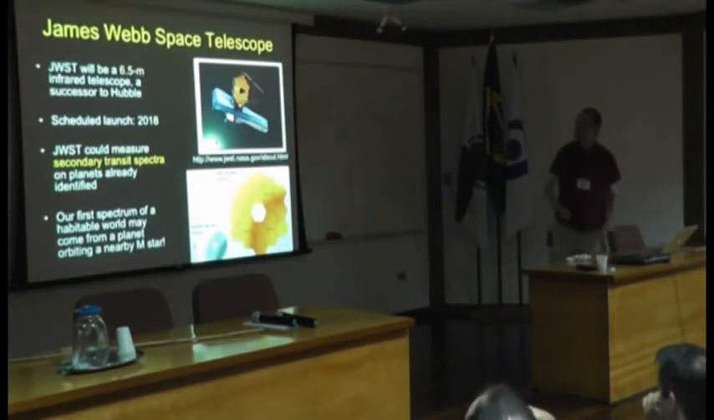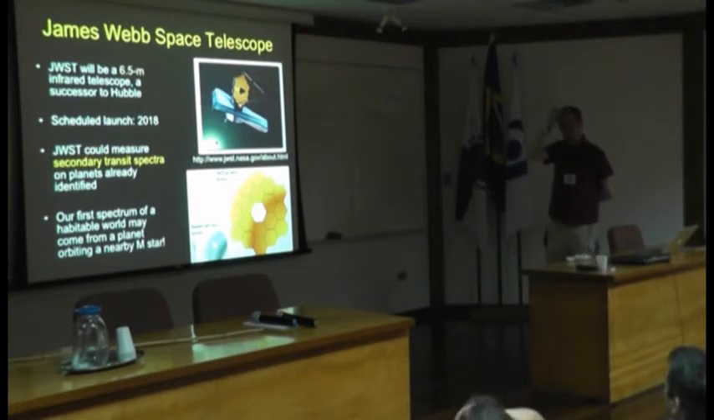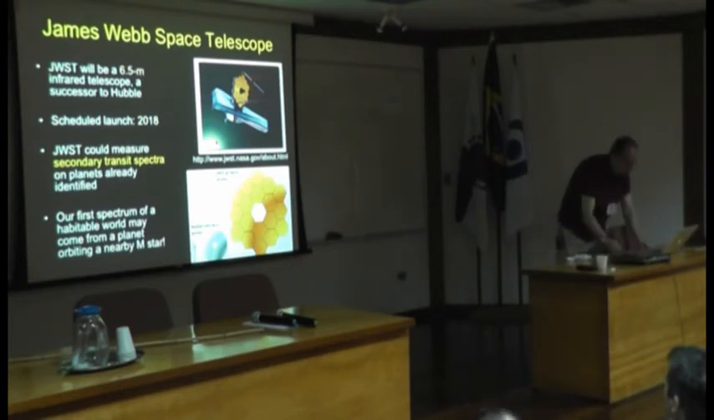What's happening soon? The James Webb Space Telescope. Here's the primary mirror, here's the Hubble mirror, here's a human being. And so, a 6.5 meter telescope, successor to Hubble, 2018 launch. And in principle, it can measure secondary transit spectra, and in principle, might be able to measure a spectrum from a planet in the habitable zone of a nearby M star.